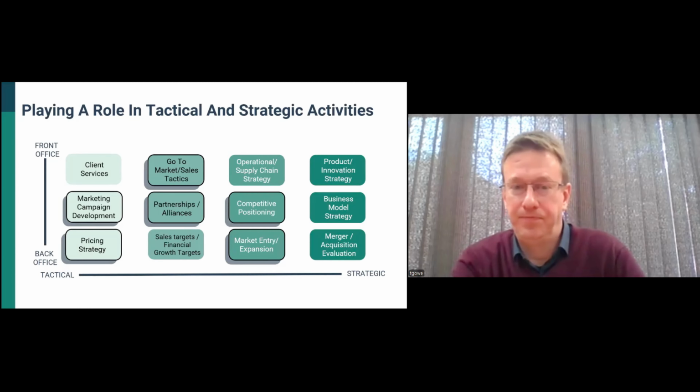But then you've got go-to-market strategies. How are we going to bring our product to market? What's our channel to market? What's our messaging? What's our timing? Which geographies are we going to play in? And that's obviously done in conjunction with the sales team. But then partnerships, alliances as well.